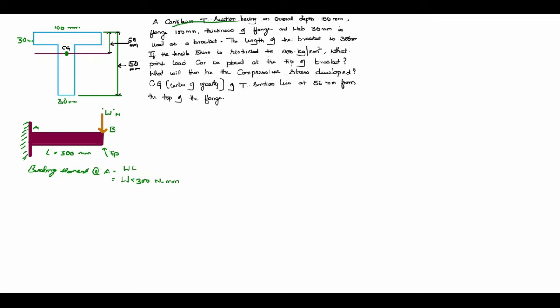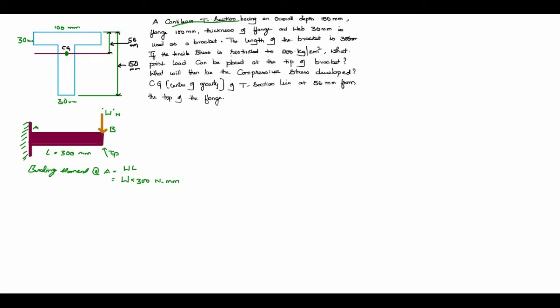If the tensile stress is restricted to 200 kg per centimeter square, what point load can be placed at the tip of bracket? What will then be the compressive stress developed? CG, center of gravity of T section, lies at 56 mm from the top of the flange. So this is a simple problem.